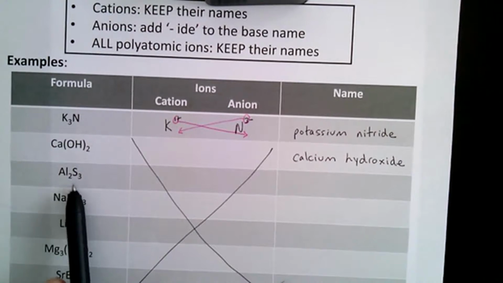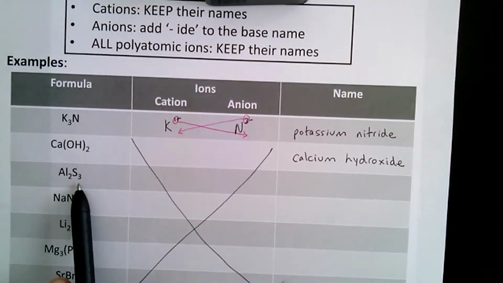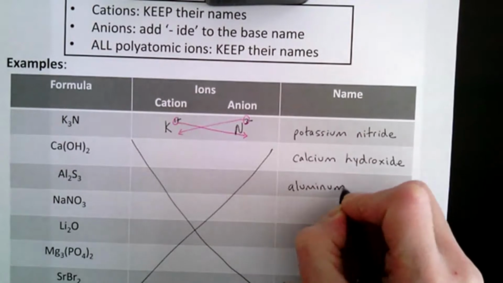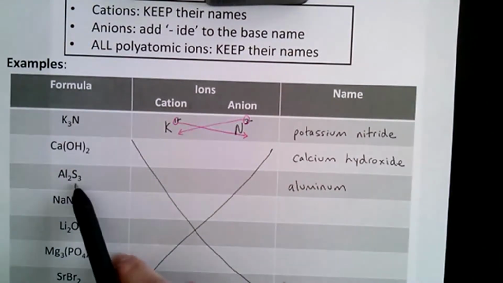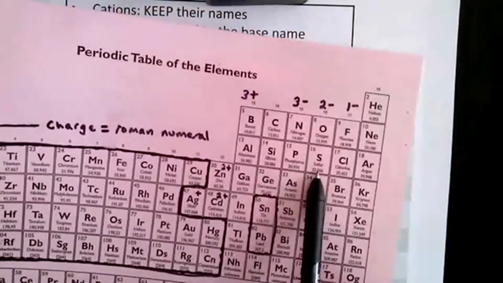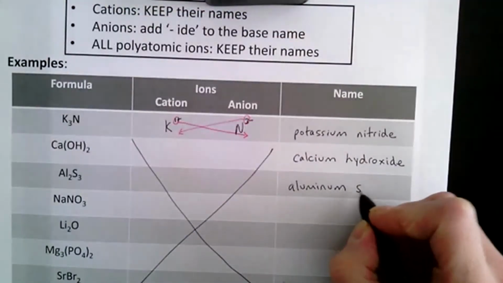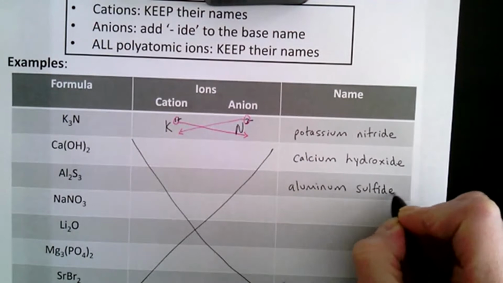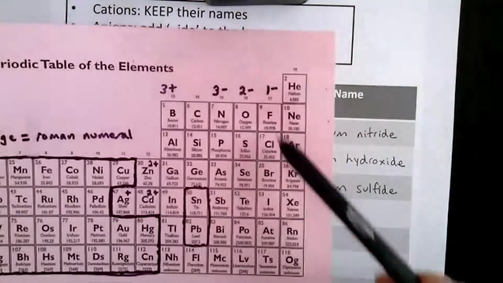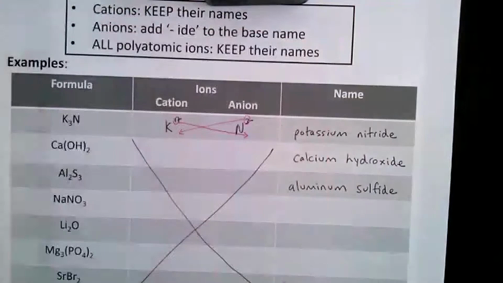Let's look at this one. Al and S. Al is aluminum. Keeps its name. This is just one element, S. So I know it had to come from the periodic table. It's not a polyatomic ion. There's only one element here. So S is sulfur. Sulfur becomes sulfide. The elements here in these three columns get that name change when they're in a compound.